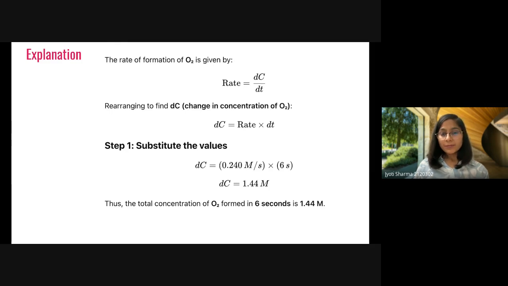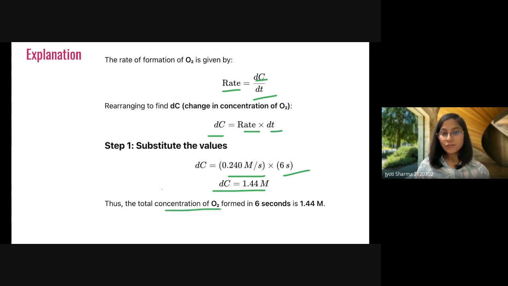Very much simple. We know that the rate is equal to the change in the concentration of the reactant, or let's say product, upon time t. So the change in concentration of oxygen is equal to rate multiplied by dt. This rate is given, this dt is also given, then the change in the concentration of O2 you can calculate by multiplying this rate with the dt. So this is how you will get the answer.